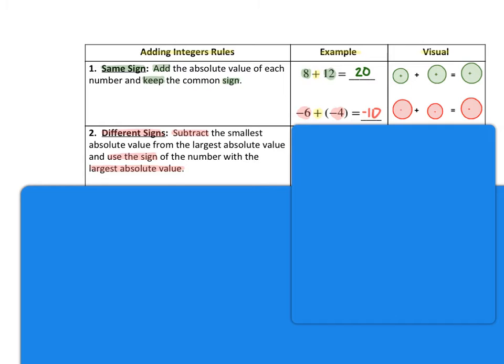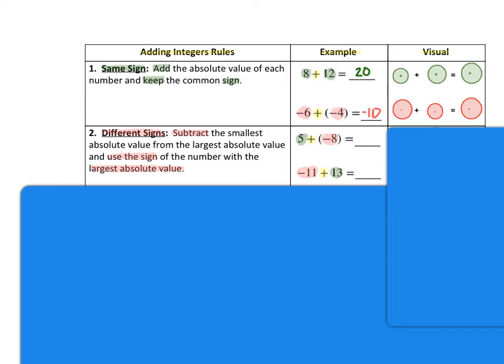When we are adding numbers that have different signs, we subtract the smallest absolute value from the largest absolute value and use the sign of the number with the largest absolute value. For our first example, we're taking +5 added to -8. So we have more negatives than positives, so we do 8 minus 5, you'll get 3, and we take the sign of the one we had the most of. So our answer for this first one would be -3.